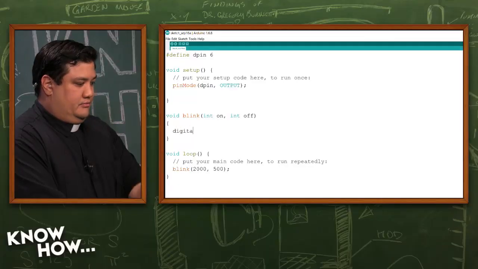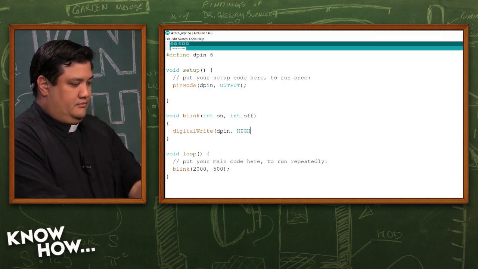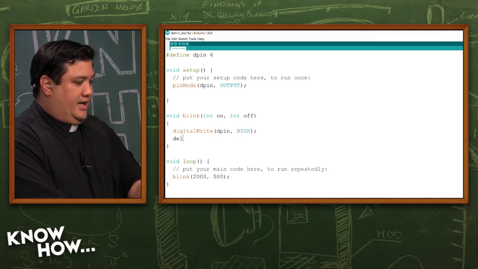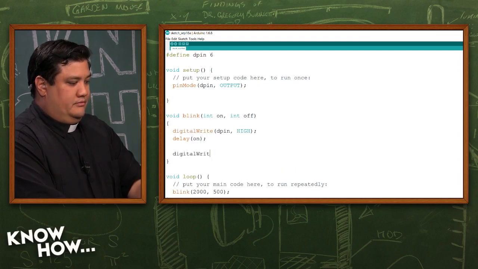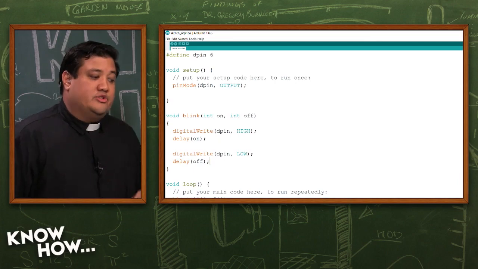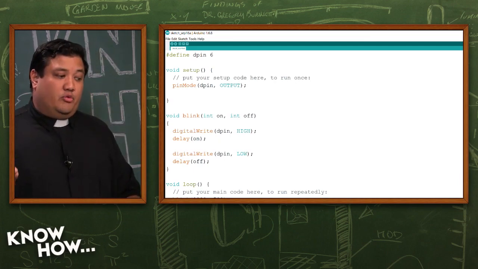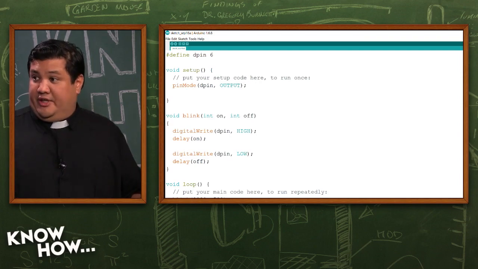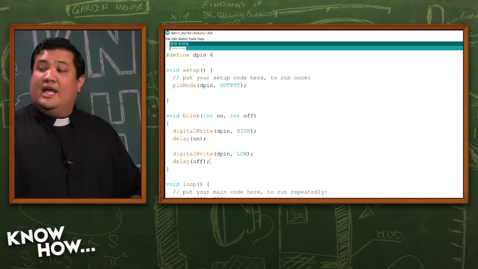Okay, so now let's write the function. Digital write, dpin, because I defined that up top, high, and then delay on, digital write, dpin, low, delay, off. So what this will do is it will call blink, give it 2,000 and 500, and then blink will do a digital write to the D pin, to pin 7 or whatever we have. We have 6 right now. To pin 6, and then delay.